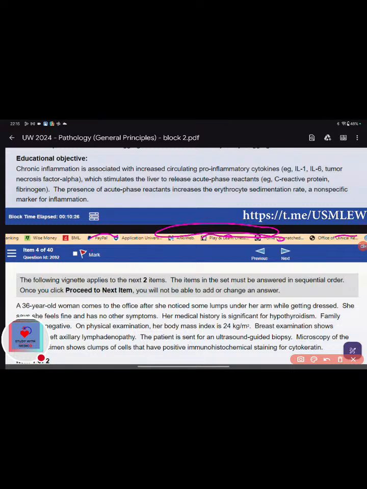So it's associated with circulating pro-inflammatory cytokines, IL-1, IL-6, and tumor necrosis factor alpha. It stimulates the liver to produce acute phase reactant proteins. Acute phase reactants are CRP and fibrinogen. The presence of acute phase reactants increases the erythrocyte sedimentation rate, a non-specific marker for inflammation.